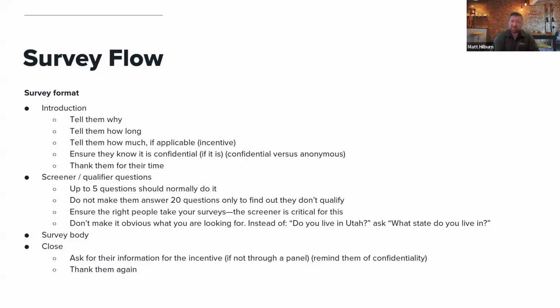So we want to have somewhere between 1 to 5 questions, usually that's enough to make sure we're talking to the right person. Are you a decision maker with regard to whatever the topic we're talking about? What state do you live in? Let's say we're conducting a study only of a particular demographic. Let's say it's Gen Z. We want to ask a question of what's your age range, and those sorts of things.